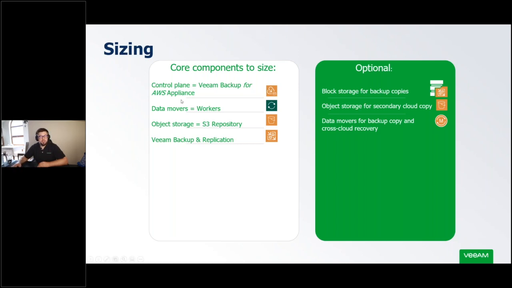So we will speak about appliance, workers, and S3 repositories. Optional components can be sized with regular Veeam Backup and Replication capabilities. So the same amount of resources like for regular virtual infrastructure. Just keep it in mind. Data movers on repositories, space on repository. This is very similar to regular workloads. So core components to size.